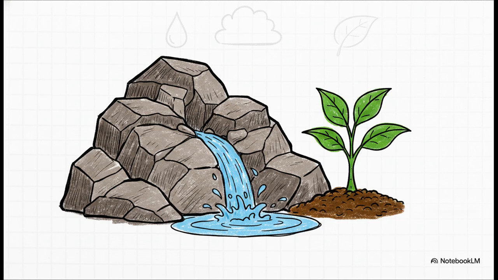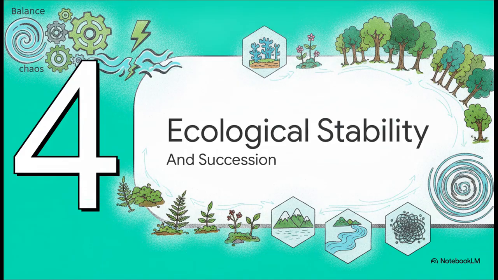The phosphorus cycle originates from rocks and has absolutely no atmospheric phase, no gases, no air phase at all, just earth and water. Do not forget that one. Let's zoom back out for Section 4, ecological stability and succession.